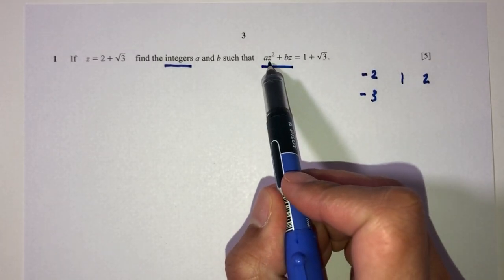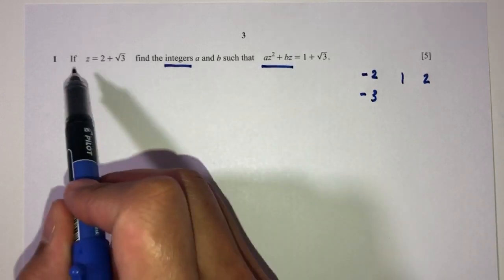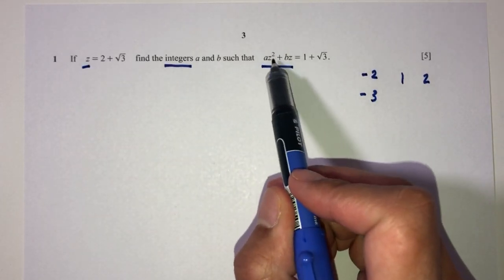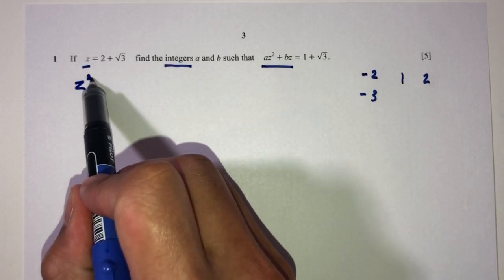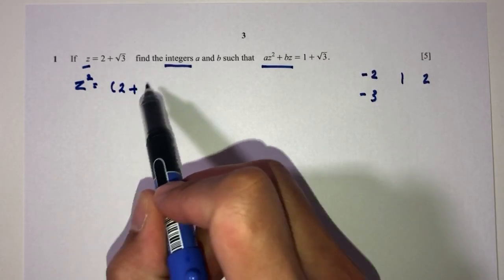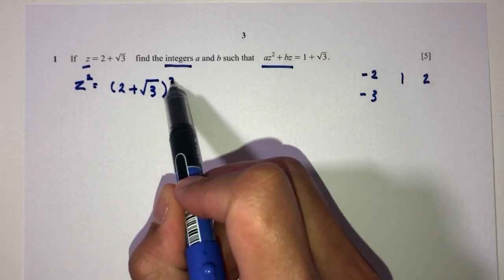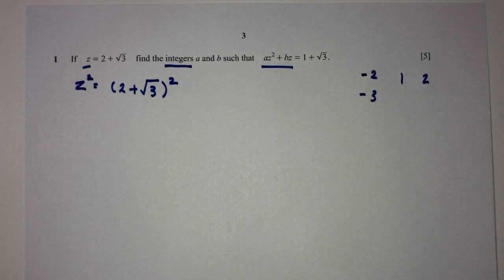So as you can see here, we have z squared. Here we have z. So z we know already. So we have to find z squared. So z squared will be what? Will be this, 2 plus root 3 squared. So now we just have to expand the brackets. So let's do that one by one.